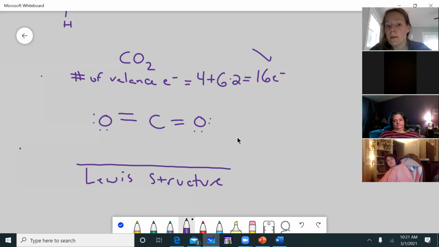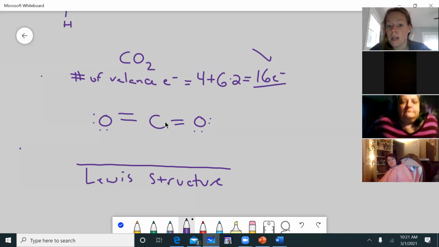Whenever you do double or triple bonds, because you have to erase some things and draw some things, you can mistakenly throw off the number of electrons. So you always want to recount. Do we still have 16 electrons on the board? 2, 4, 6, 8, 10, 12, 14, 16. All right, good. We still have 16 electrons.